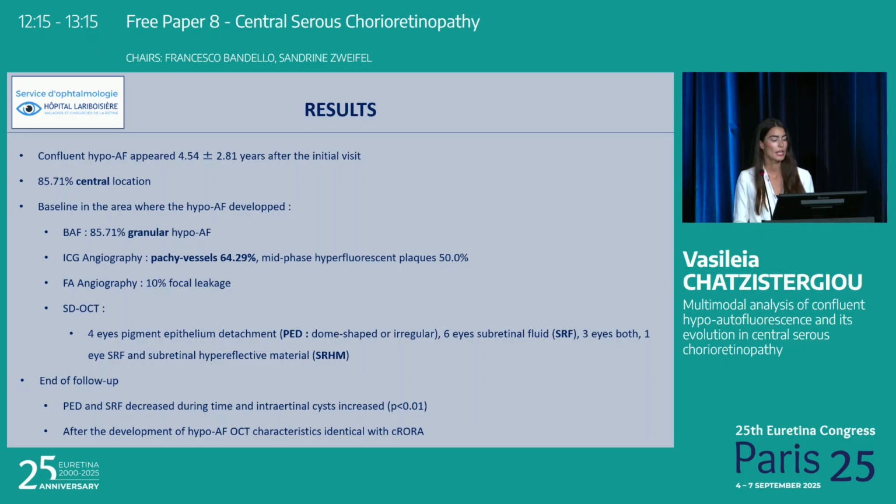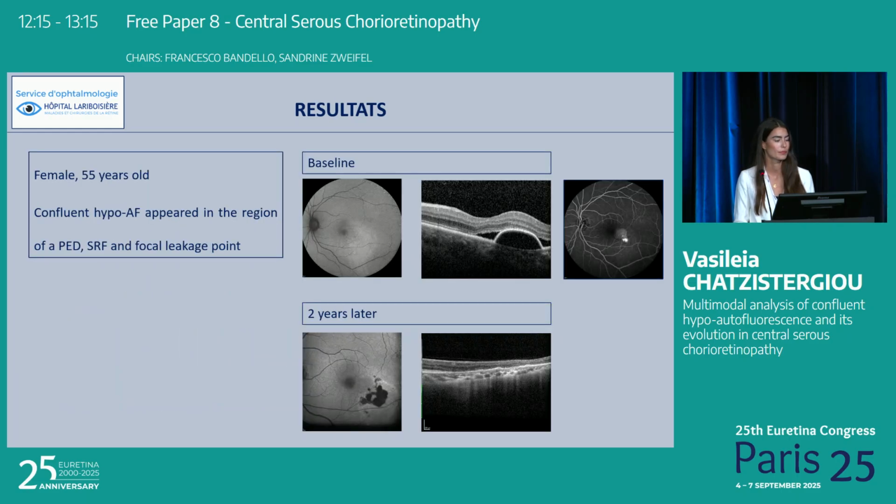On OCT, we identified 3 different lesions: pigment epithelium detachment, dome-shaped or irregular, subretinal fluid, and less frequently, subretinal hyperreflective material. At the end of follow-up, pigment epithelium detachment and subretinal fluid decreased, while intraretinal cysts increased. And after the development of this hypoautofluorescence, OCT characteristics were identical with the characteristics that we see in patients with AMD. So here I'm going to show you 2 different examples.